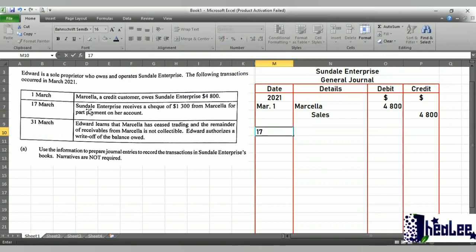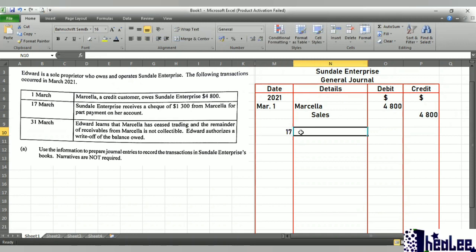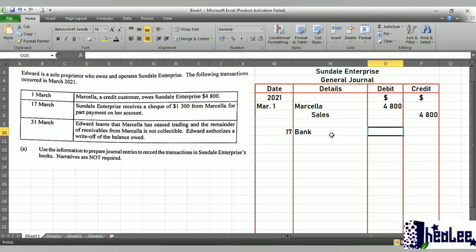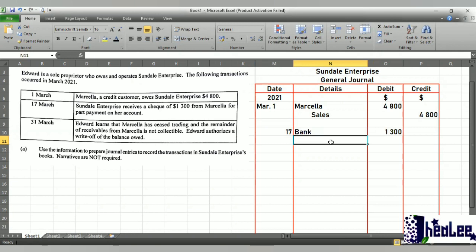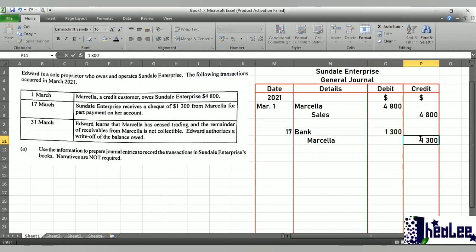We're going to move on to March 17th. And that reads, Sundale Enterprise receives a check of 1,300 from Marcella for part payment on her account. So what we're seeing here is that Marcella is paying some of what is owing. Because she's paying some of what is owing, there is a reduction in her account. And because that is an asset, we're going to credit that. There's an increase in the bank account because we have received a check, so we're going to debit our bank account, which is an asset, and that is 1,300. And again, the account to be credited would be Marcella, to show a reduction in the value of what she is owing to the business.